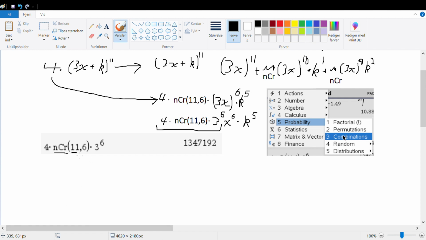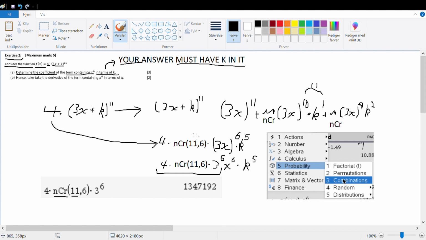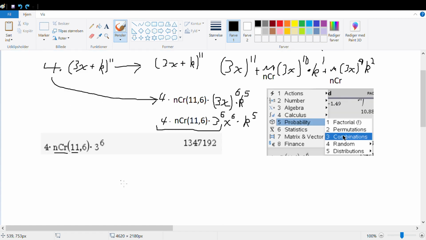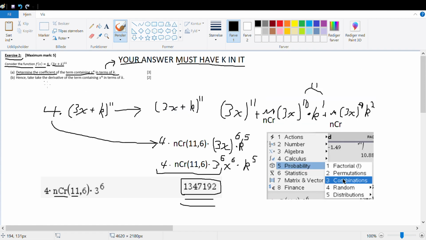Then the next one is the N, and this is of course 11 because our total number up here, that's 11. And we pick 6 because, well, one of the things we're taking it to the power 2 is 6. We could also use 5, but we're going to use 6 because it makes no difference. It should be the same. And then we take it 3 to the 6th, and we get this number. This is our answer. This right here, this is the coefficient because this is the number that's going to be in front of x to the 6th times k to the 5th.